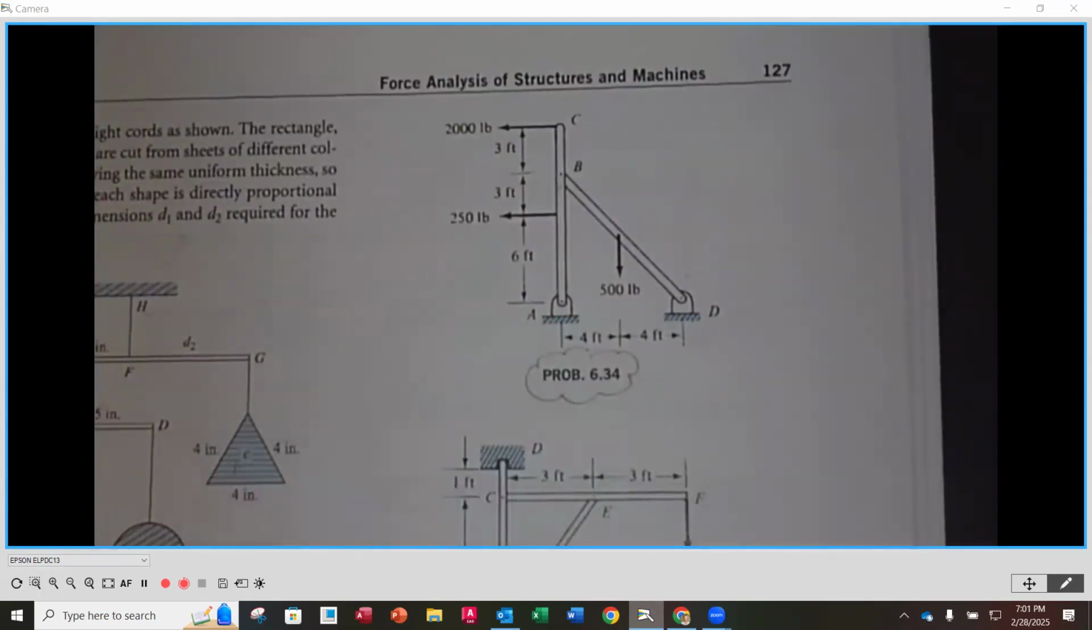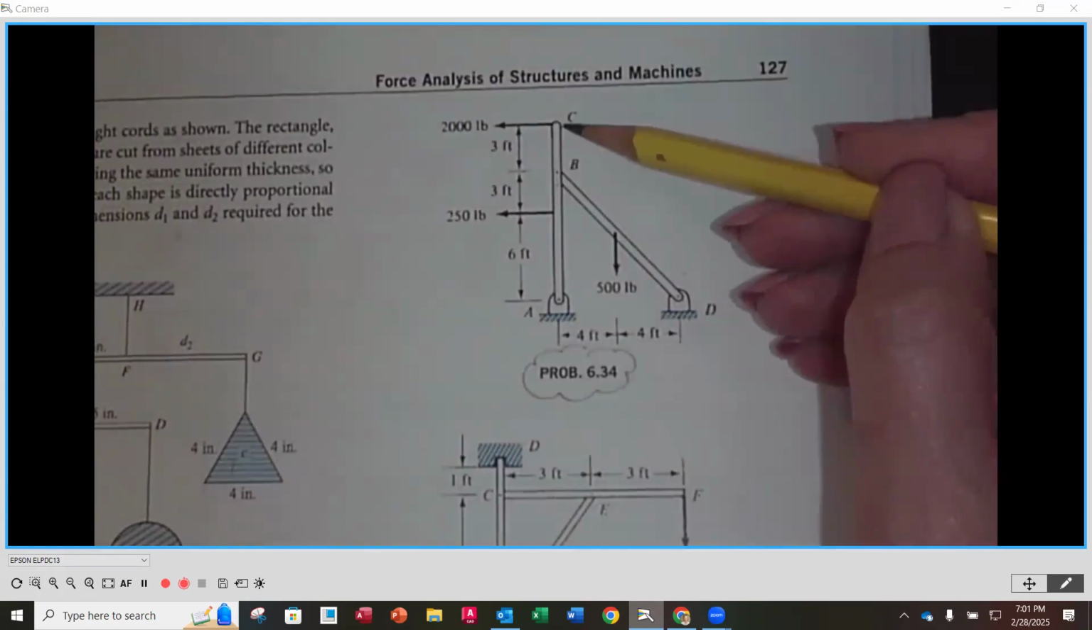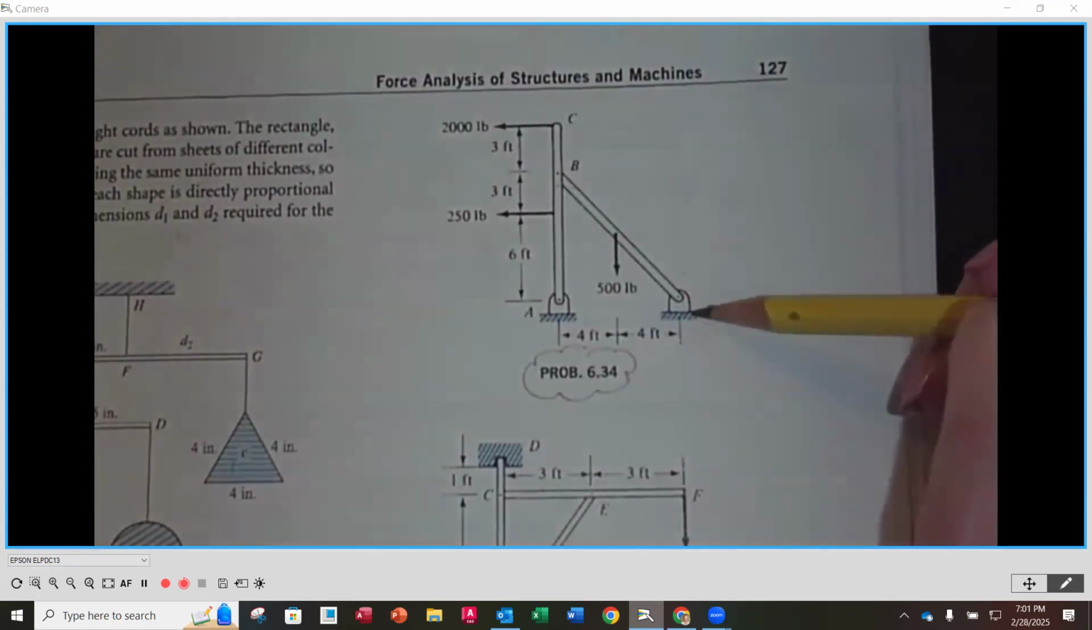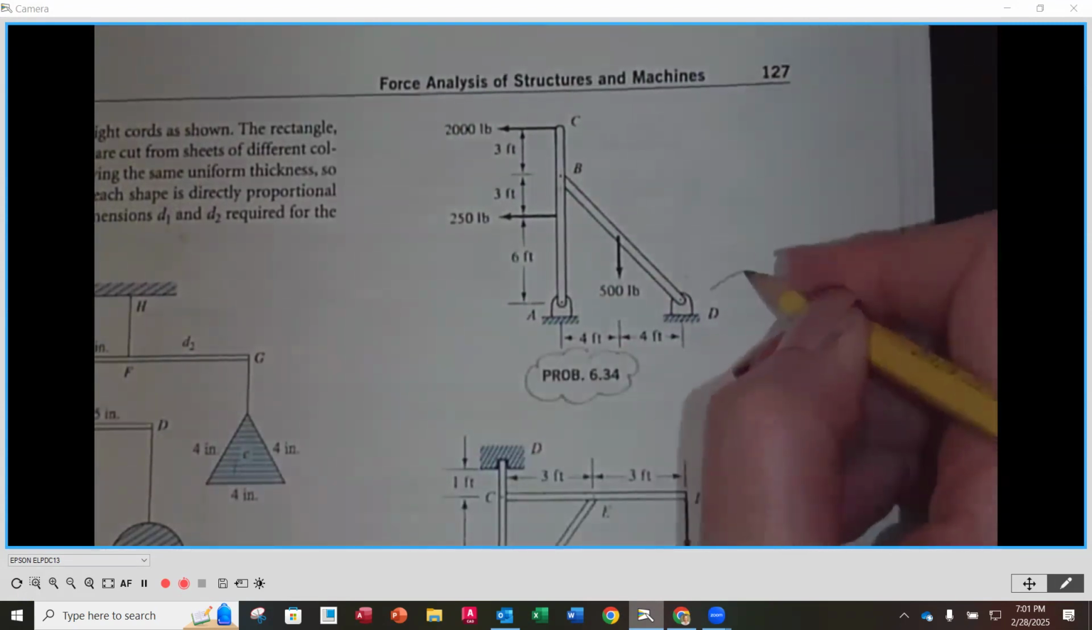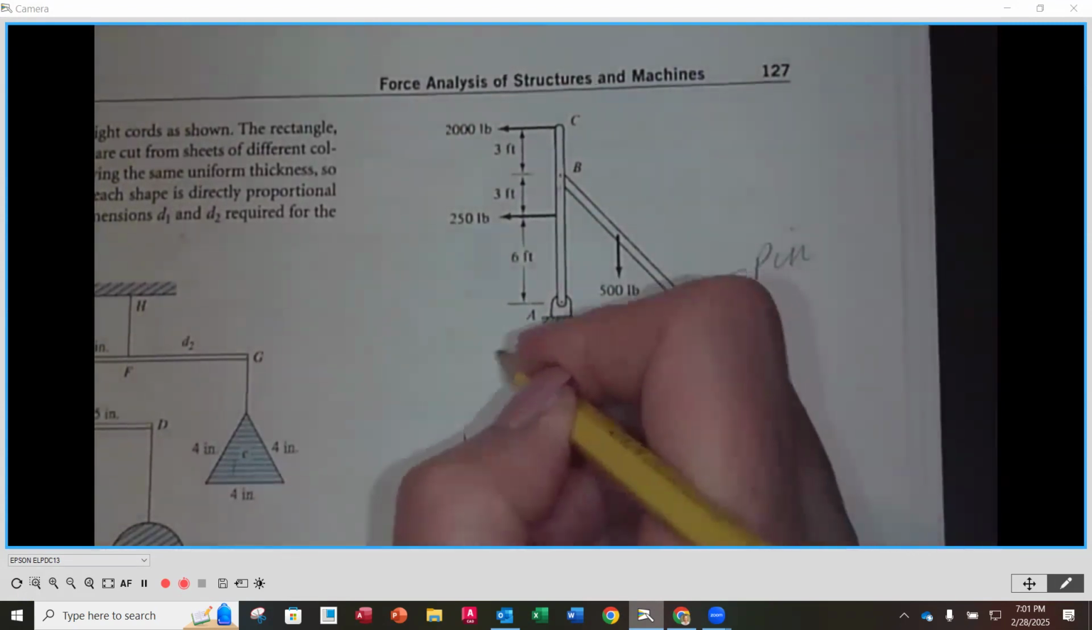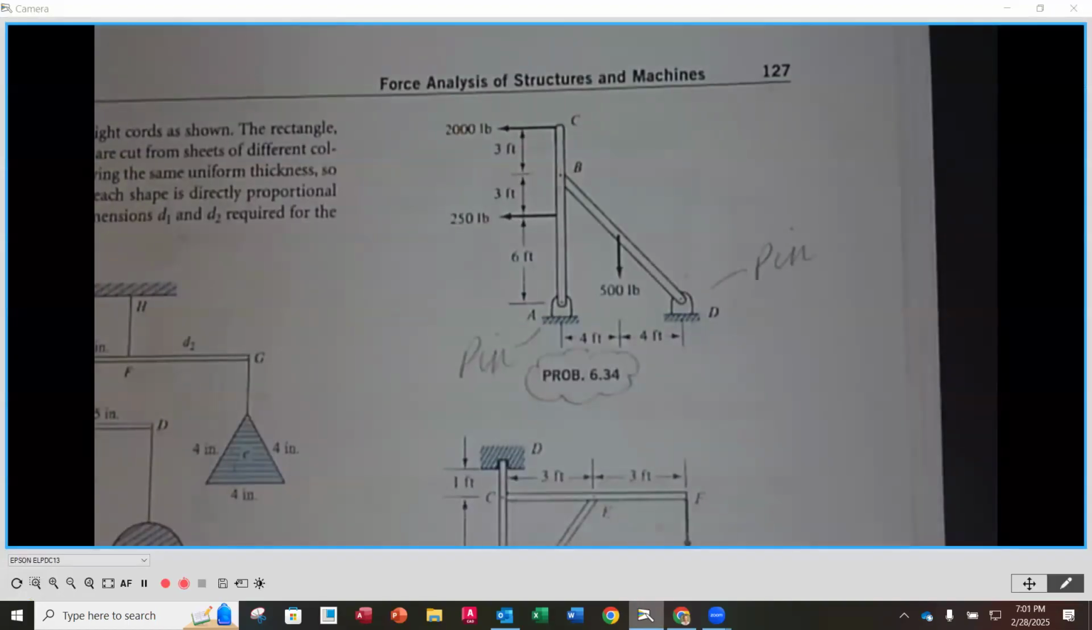So here's a frame. This time you only have two members. You have one member here and one member here. Two supports. They are both pin supports. So this is a pin and this is a pin.